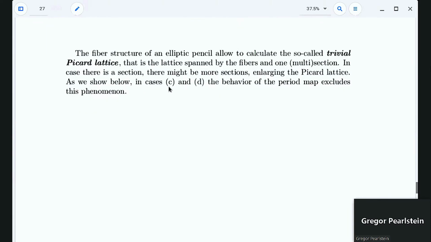So now what do you do with this elliptic pencil structure? Well, we can calculate the so-called trivial Picard lattice. That's the lattice which is spanned by the fibers and one multisection, in the case there's a section. Now, there might be more sections, and if there are more sections, the Picard lattice could be bigger. Actually, in cases A, C, and D, the behavior of the period map excludes this phenomenon. So what do I mean by that?